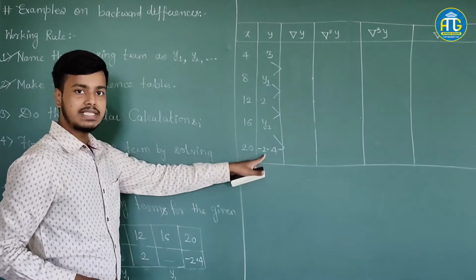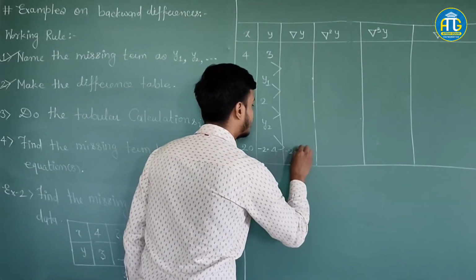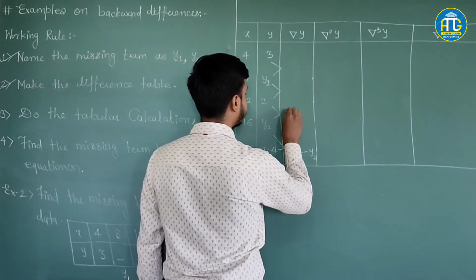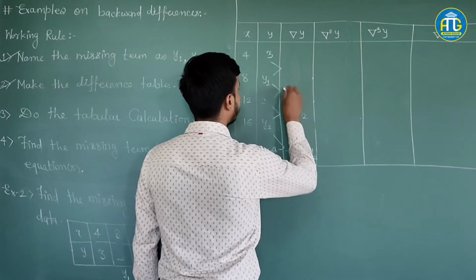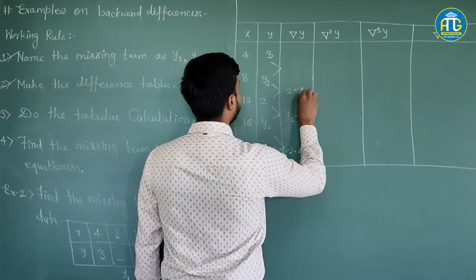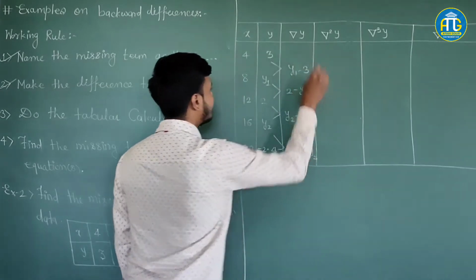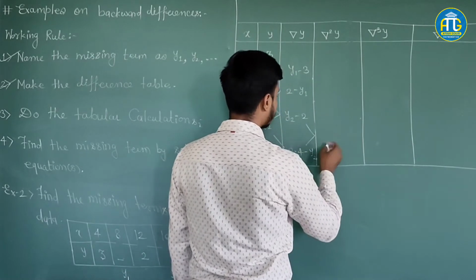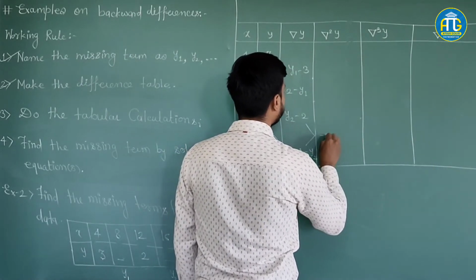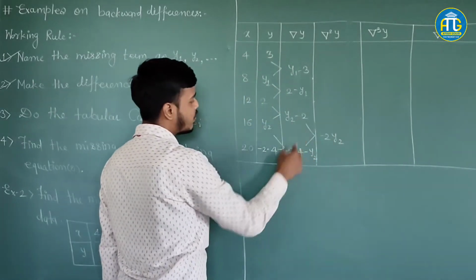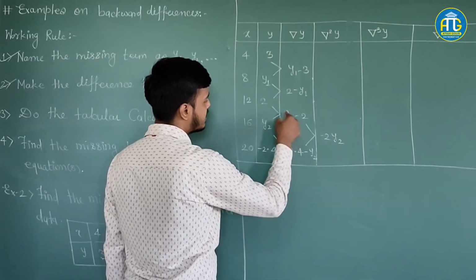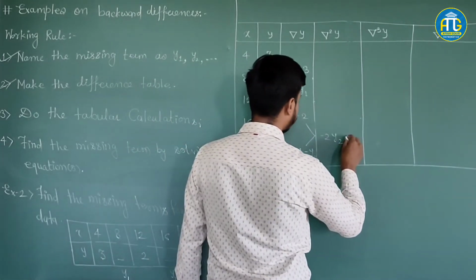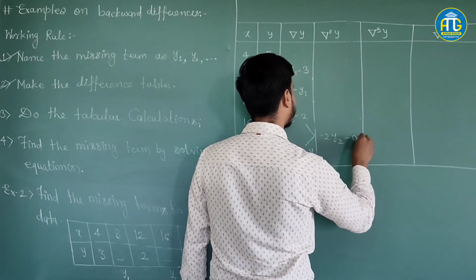Now do the backward differencing. So what is the difference between this and this? Minus 2.4 minus y2. Then difference of this and this, that is y2 minus 2. Then this 2 minus y1, and then this y1 minus 3. Simple. Now take the differences of this and this. So it would be minus y2 minus y2, that is minus 2y2, and then this is minus 0.4.